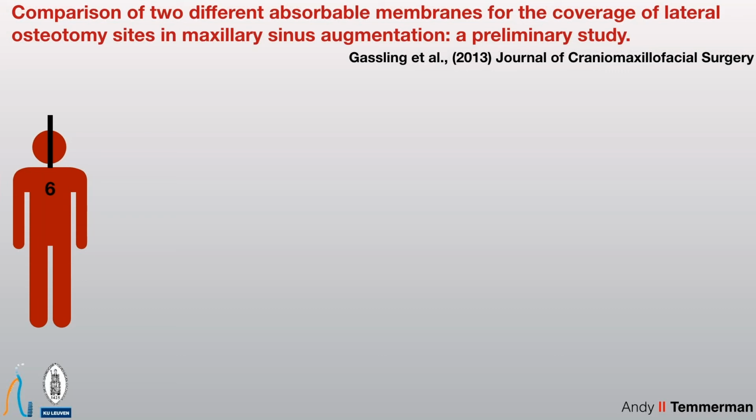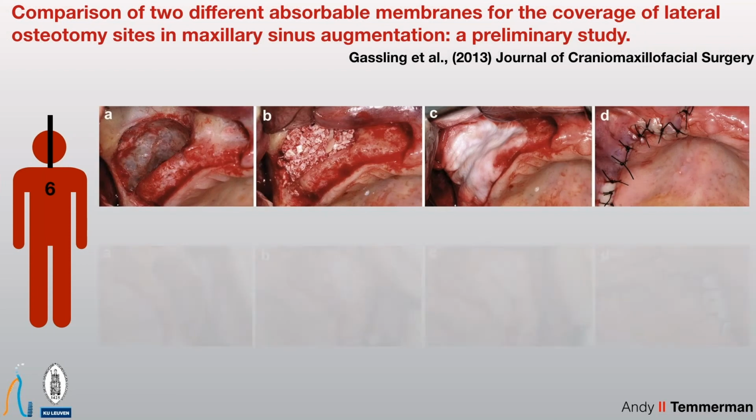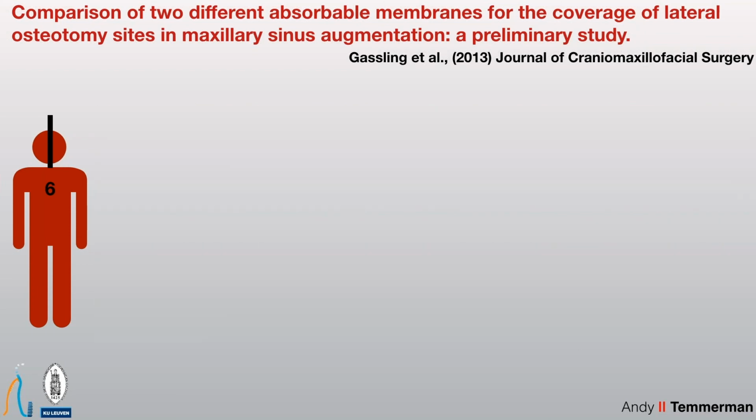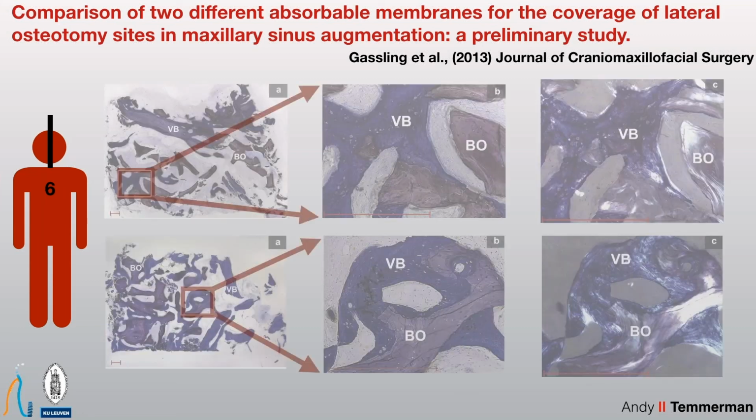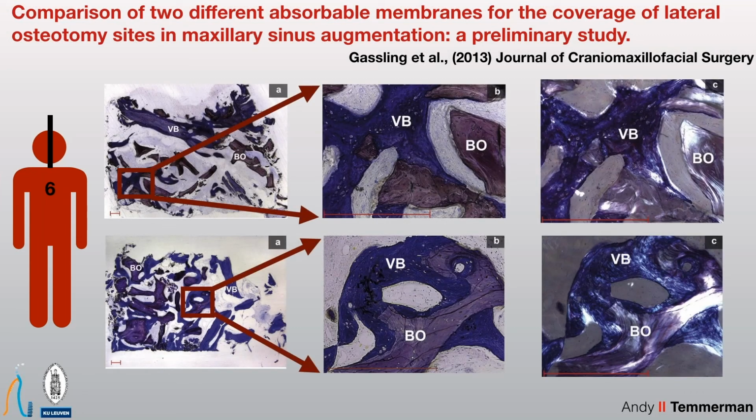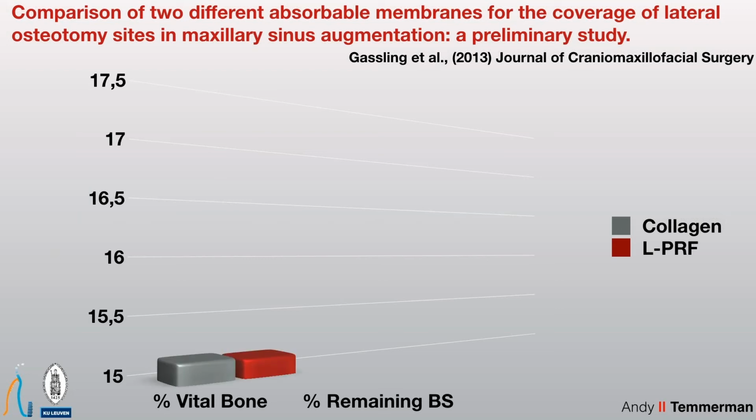He included 6 patients with a split mouth design, and they were receiving bilateral sinus floor elevation procedures. One side was randomly assigned to the resorbable membrane group to cover the lateral window, and one side to the PRF group, as you can see on these images. He also performed histology on biopsies after 6 months, and here you can see a couple of examples, but just look at the results.